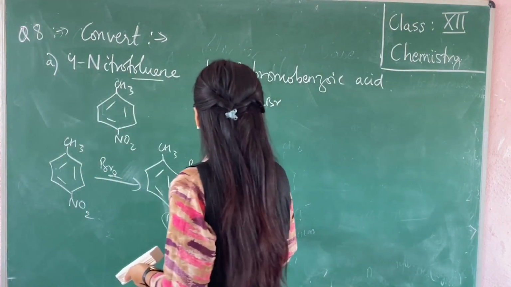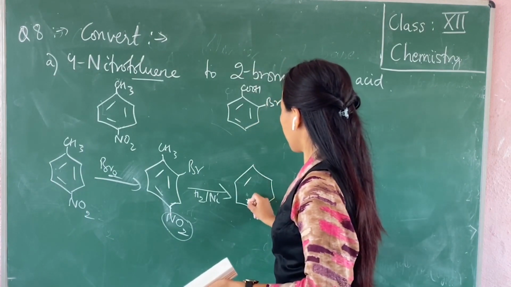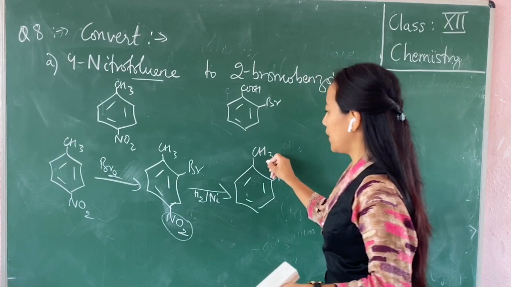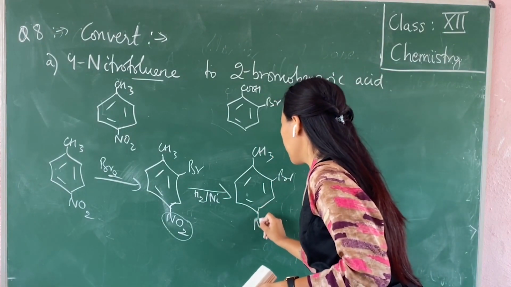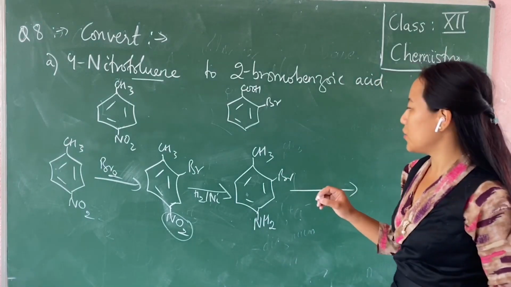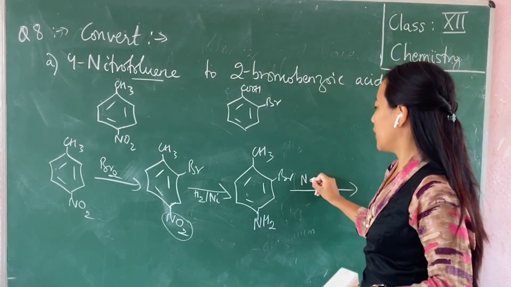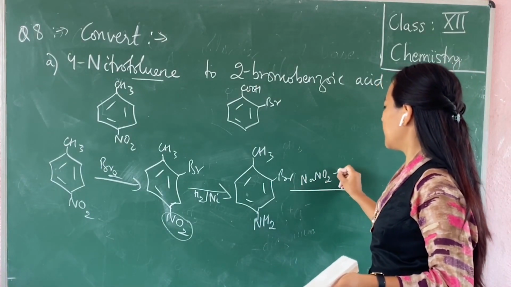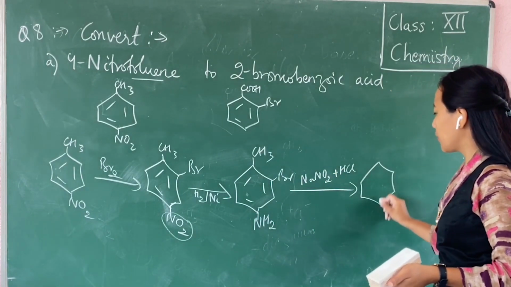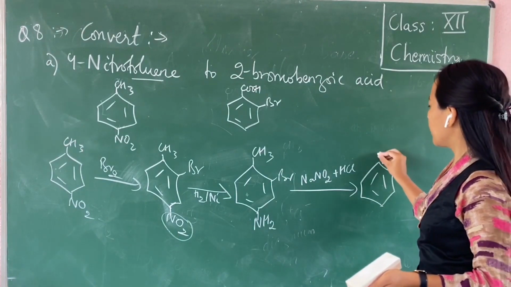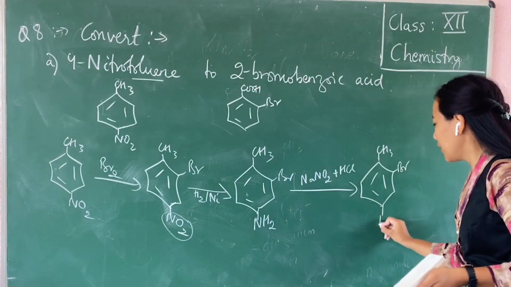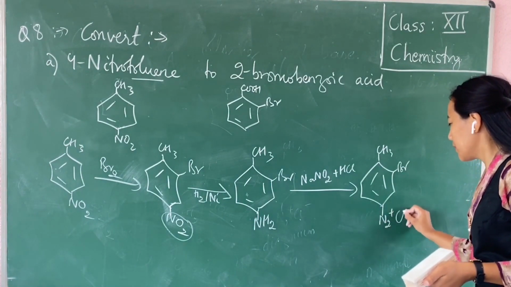So first let's do the reduction of nitro compounds with the help of H2 in the presence of nickel, and you will get Br and then CH3, and then you get the aniline compound, NH2. Now when you treat this with the diazotization reagent, that is sodium nitrite plus HCl, you will get a diazonium salt, CH3, Br, and then you have N2+ Cl-.